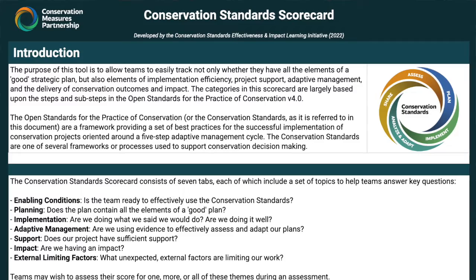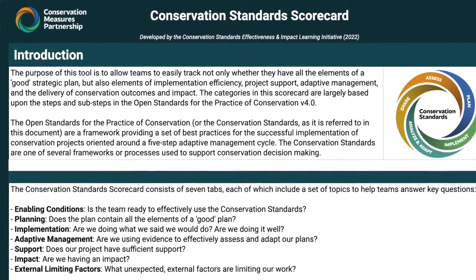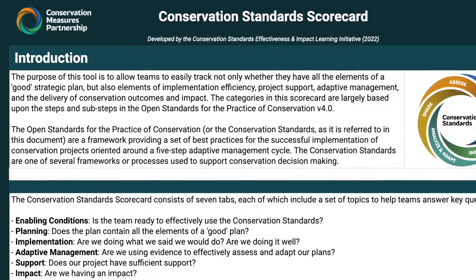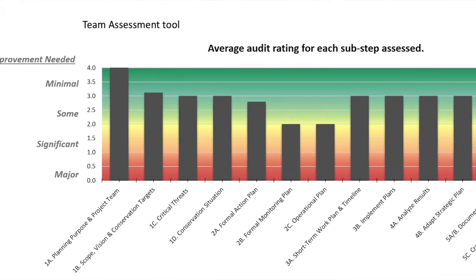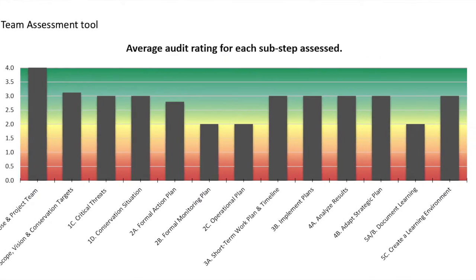So we use this assessment tool to take a look at all the aspects of the plan. It's basically a set of questions around each part of the conservation standard cycle. It lays out 4 levels of quality for each of those steps. And through a team workshop, we'll get people to rate where they think each aspect of the plan is in terms of quality. And then the tool will collate those scores for people to look at.